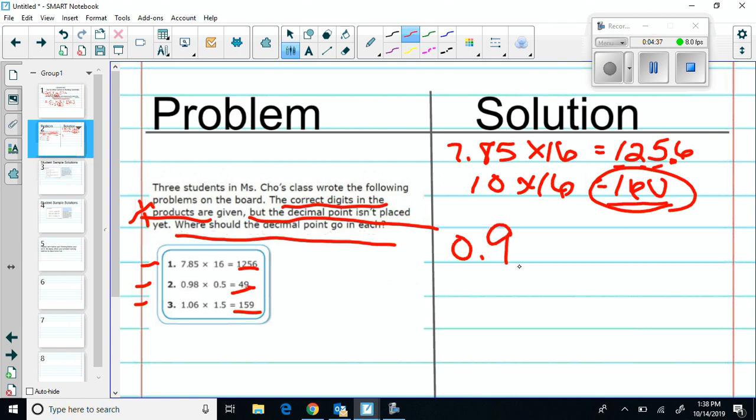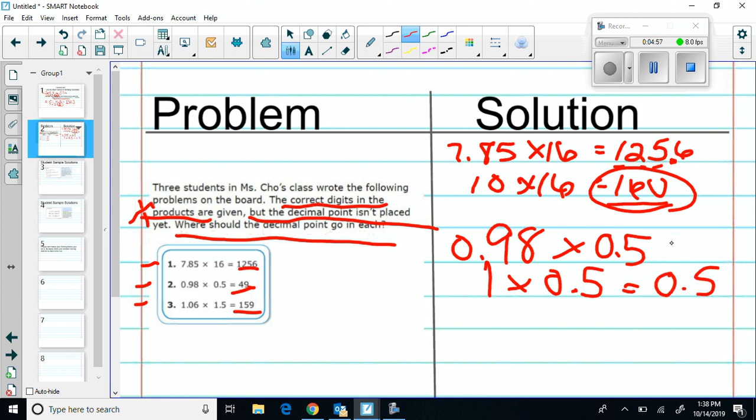The next one, I have 9800ths times a half, which to me would be like 1 times a half, because 9800ths is close to that. So 1 times a half is a half. Therefore, I know my answer has to be close to a half. The decimal point needs to go in front of the 49 because 1 times a half is a half. I don't have any whole numbers, so my decimal point needs to make it 49 hundredths. I could do this all day.